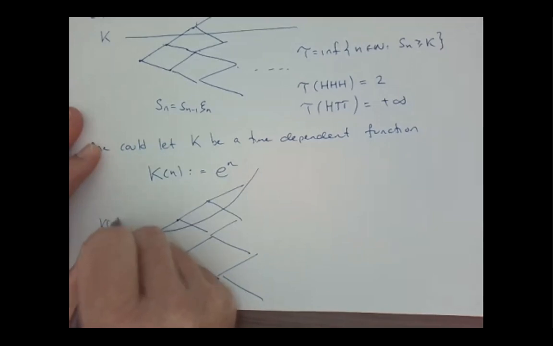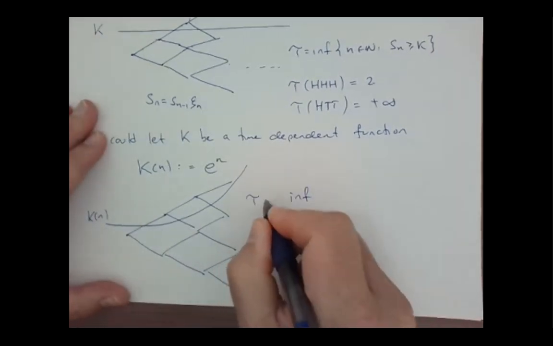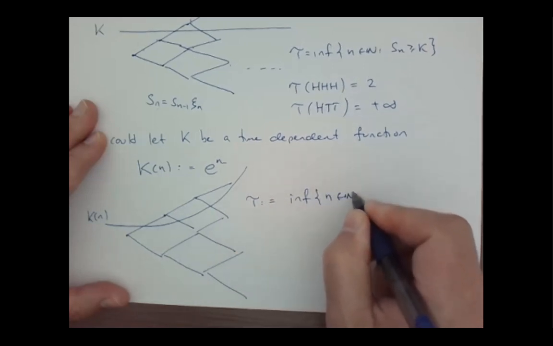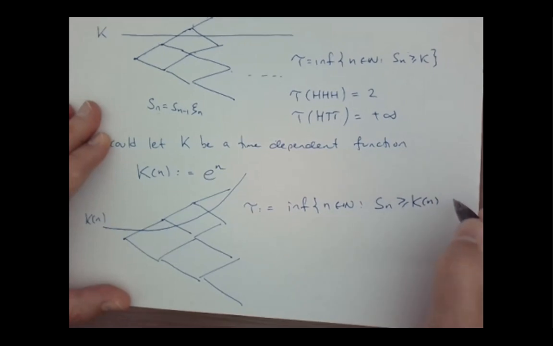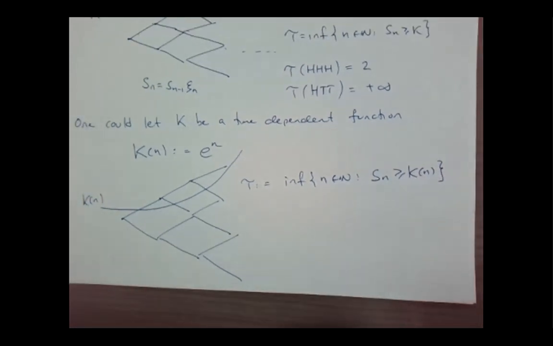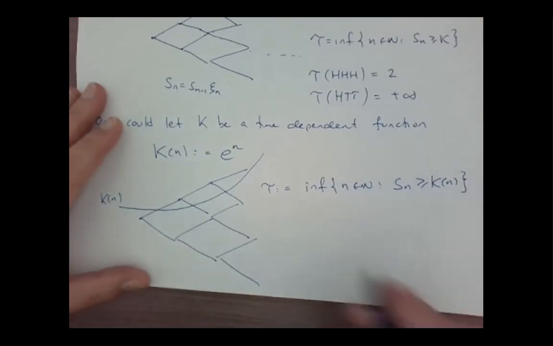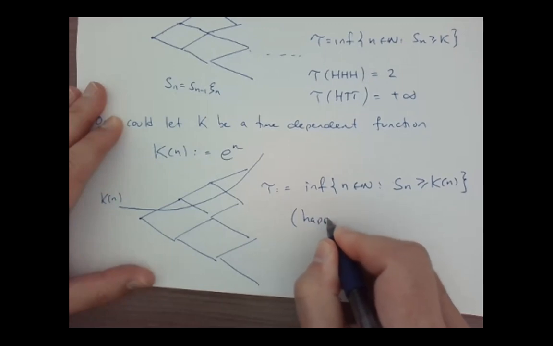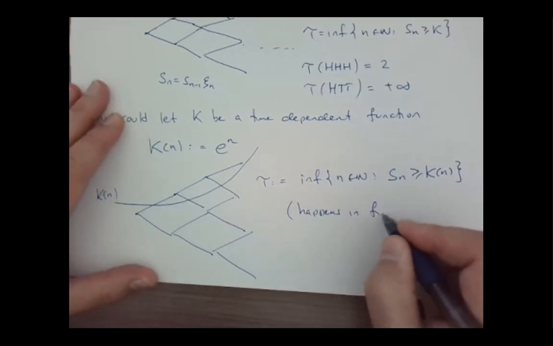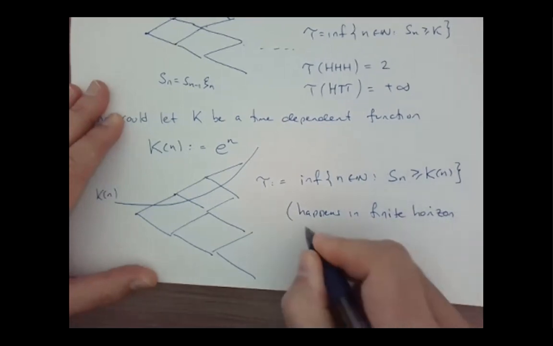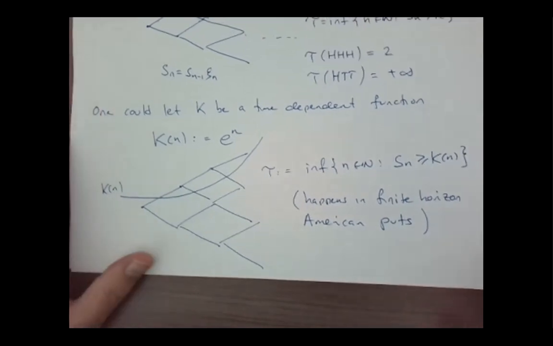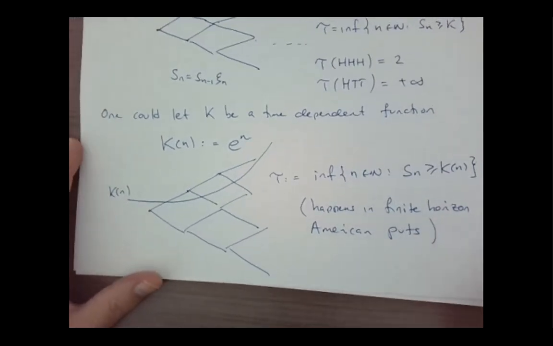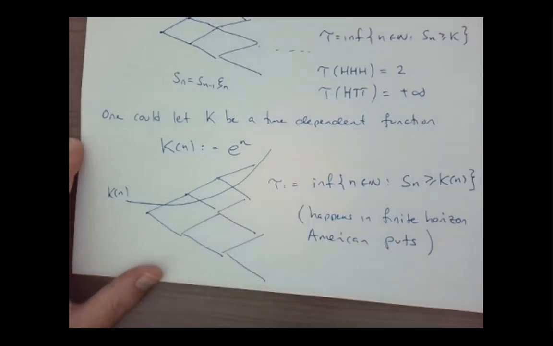This here could be your k of n, right? And then your tau would be the first time that your Sn would be bigger than k of n. And this here is actually what happens in finite horizon American puts, which we talked about a little bit last time. And today we want to talk about the infinite horizon case. We're going to get this time-dependent boundary.